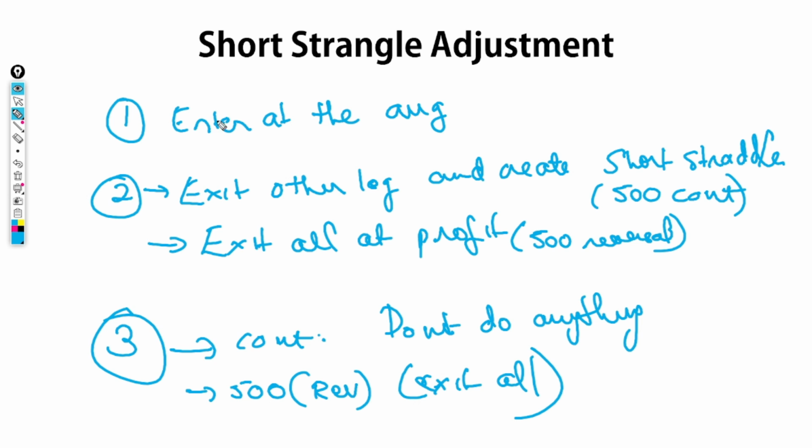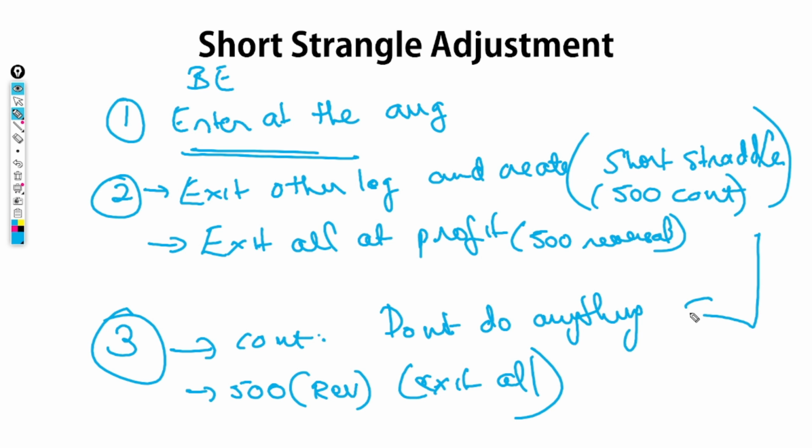Again, go through it. First, in case you come to the break even, you're going to exit the other leg and enter at the average. Next, if the 500 point move continues, then you're going to exit the other leg and create a short straddle. If there is a 500 point reversal, you're going to exit all the legs at profit. And after you create a short straddle, in case there's again continuity, don't do anything. In case there's a 500 point reversal, then exit all the trades.